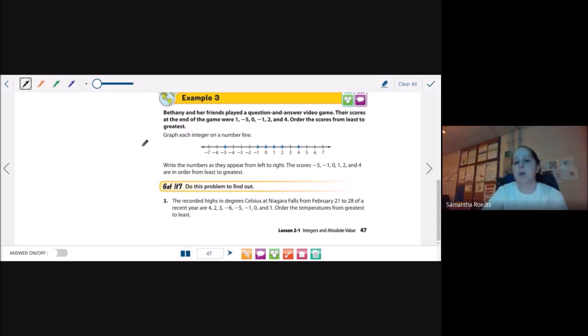Bethany and her friends played a question and answer video game. Their scores at the end of the game were 1, -5, 0, -1, 2, and 4. Order the scores from least to greatest. Graph each integer on a number line. So I have -5, -1, 0, 1, 2, and 4. Write the numbers as they appear from left to right.